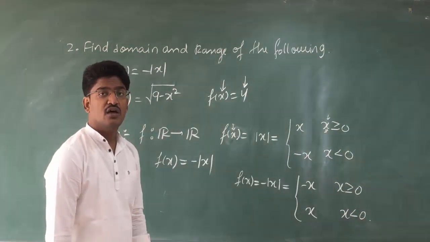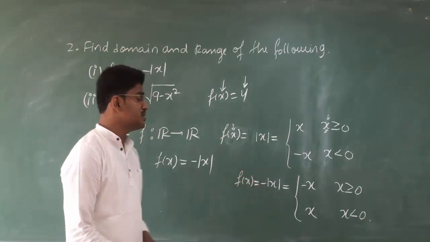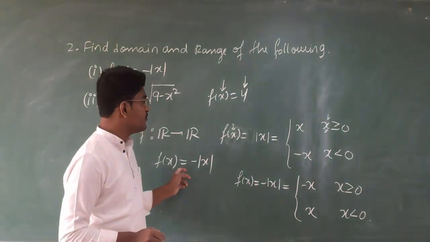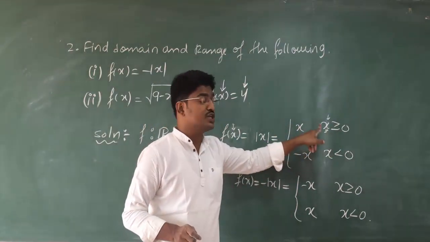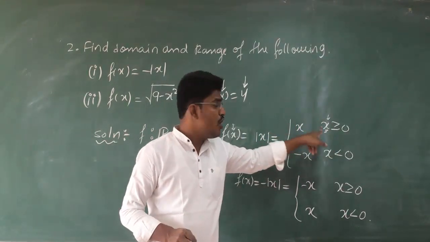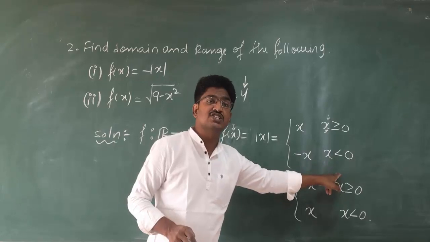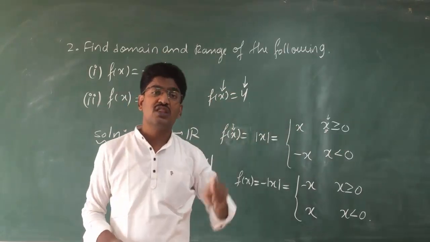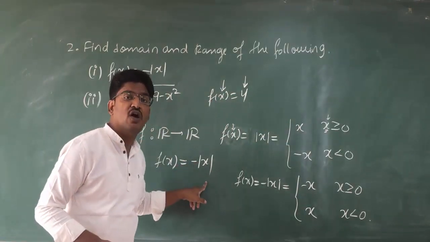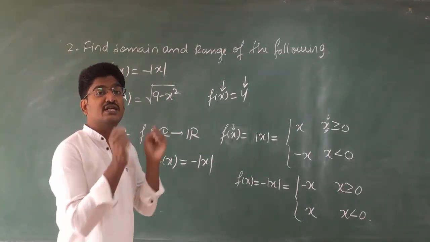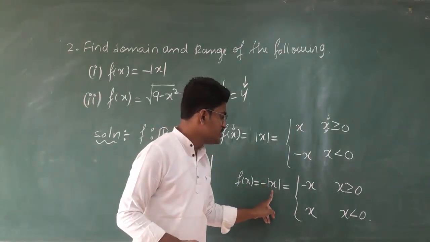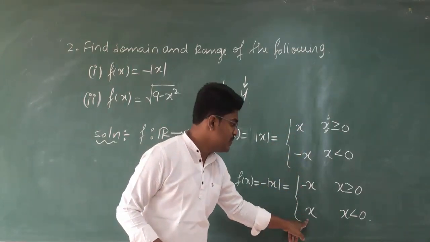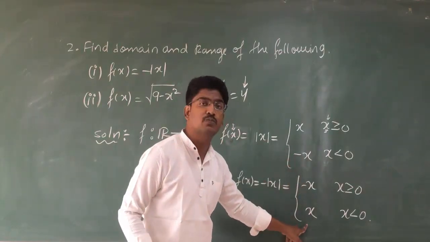If you are not clear, please understand it. The mod function is written with x greater than or equal to 0, the output is x. Whenever x is lesser than 0, the output is negative of x. This is the definition of the mod function. But what they have done is give minus of mod x. That means they are multiplying a minus sign to mod x. I have to multiply the minus sign for both, so it will be negative x and positive x, because negative into negative is positive.